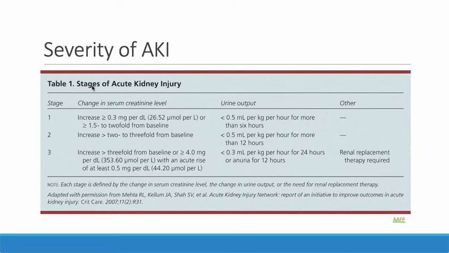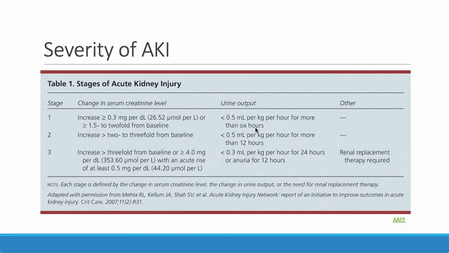So there are 3 stages of acute kidney injury that we have noticed over the years. These stages include a change in the creatinine level and the resultant change in the urinary output. So an increase of 0.3 milligrams per deciliter or more, or 1.5 to 2-fold baseline change in creatinine, is stage 1 acute kidney injury. Okay? And the urine output goes down to about 0.5 ml per kilogram per hour, and that's over more than 6 hours.